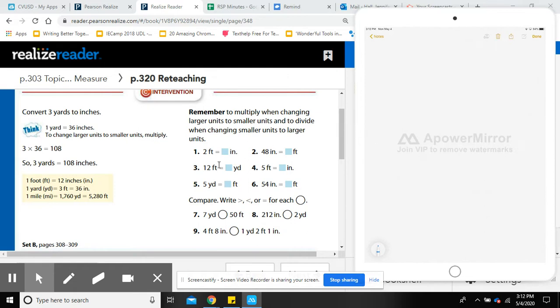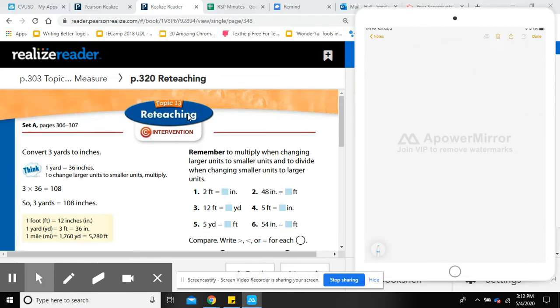What I am using for this review video is the reteaching. You can find this in the back of your book if you have that at home. If not, you can access your book on the Pearson website that you normally go to submit your assignments or to complete your assignments and look at the videos and things like that.